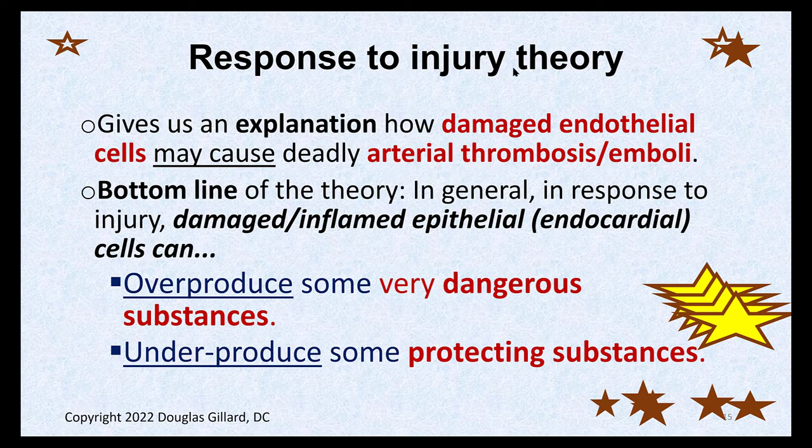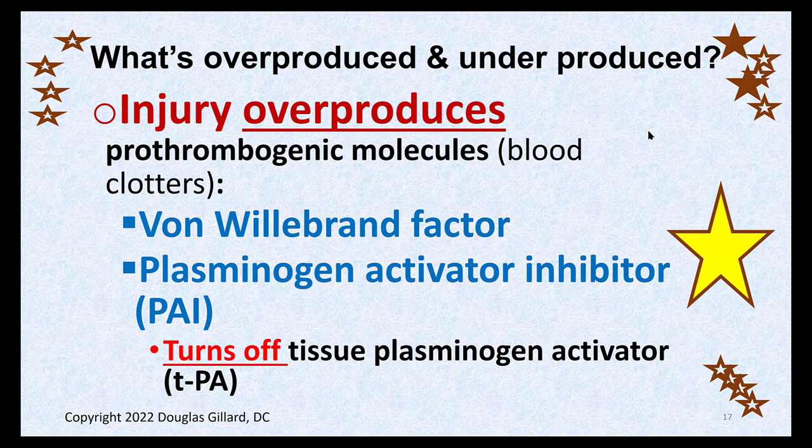Basically, the response to injury theory means the endothelial cells get injured or inflamed, and what's the response to that injury or inflammation? They overproduce bad things and they underproduce good things, all of which increase the chances of blood clots or thrombosis in the artery, which is very dangerous. And again, the thrombus can break loose and flow downstream as an embolism and cause all kinds of trouble. It can go up to the brain and cause a stroke, or go into the heart and cause a heart attack. Okay, so what is overproduced and what is underproduced?